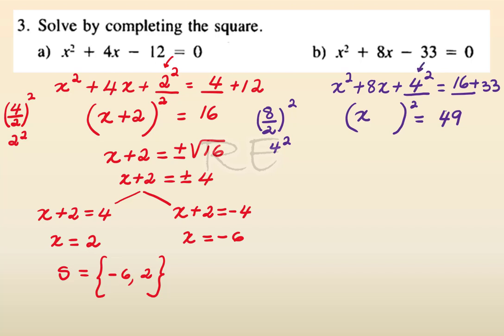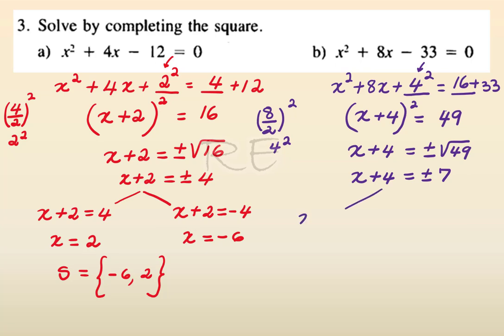The perfect square is x plus 4 squared. And when we take the square root of both sides, we get x plus 4 equal to plus or minus square root of 49, which means that x plus 4 is equal to plus or minus 7.